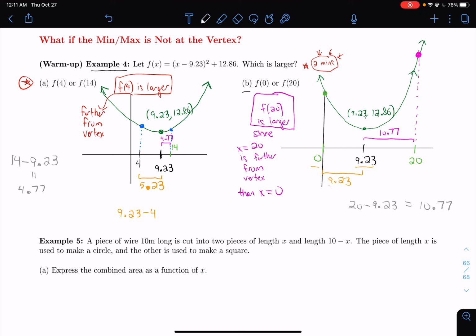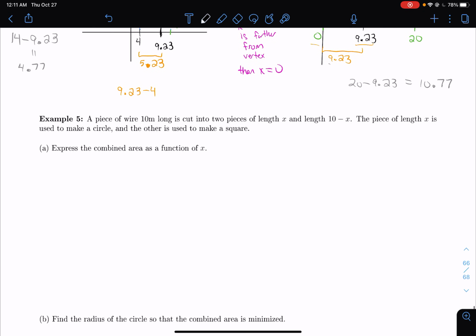In this video, we're continuing section 4.2 on maxes and mins, and we're going to do this example here. This example falls into the part of the section where we talk about what if the min or the max doesn't necessarily happen at the vertex of the parabola? We'll see a situation of that happening in this example.